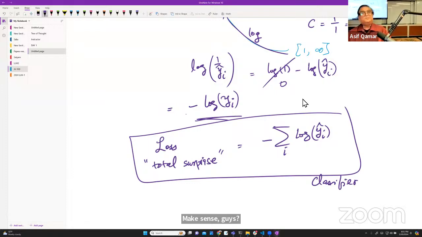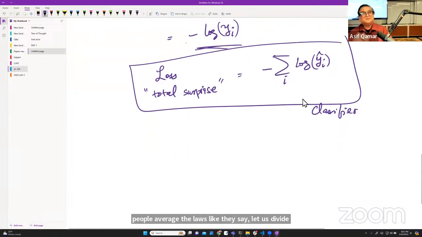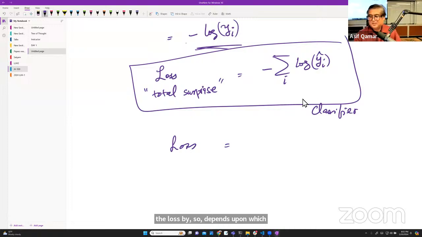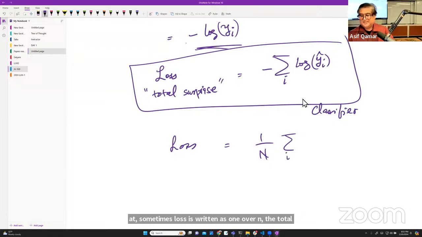Now, sometimes people average the loss. Like they say, let us divide the loss by n. So it depends upon who you're looking at. Sometimes loss is written as 1 over n, the total number of data elements. Suppose you have n data elements, i goes from 1 to n, sum over, and log y hat i, of course, with a negative sign.